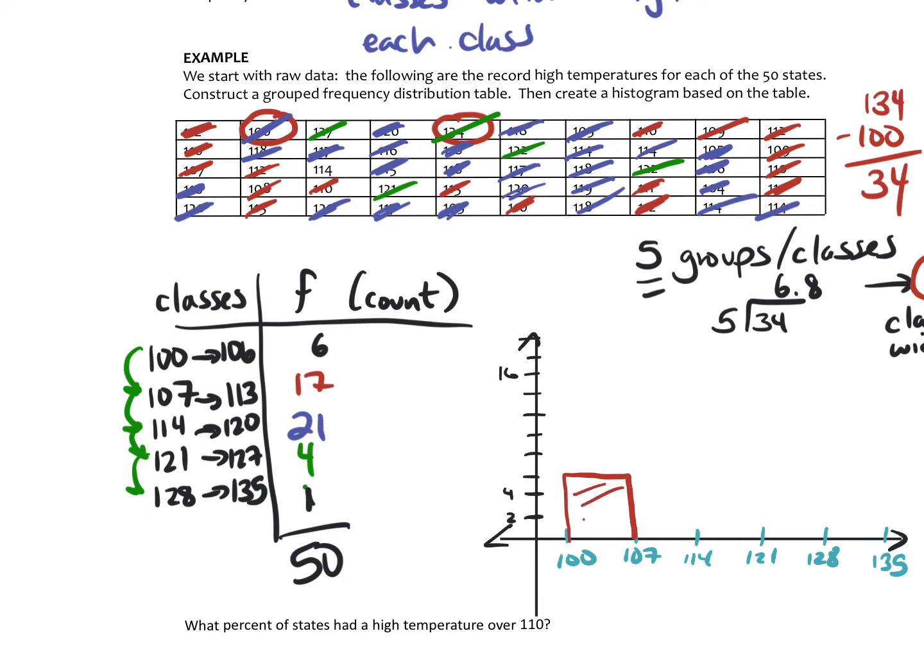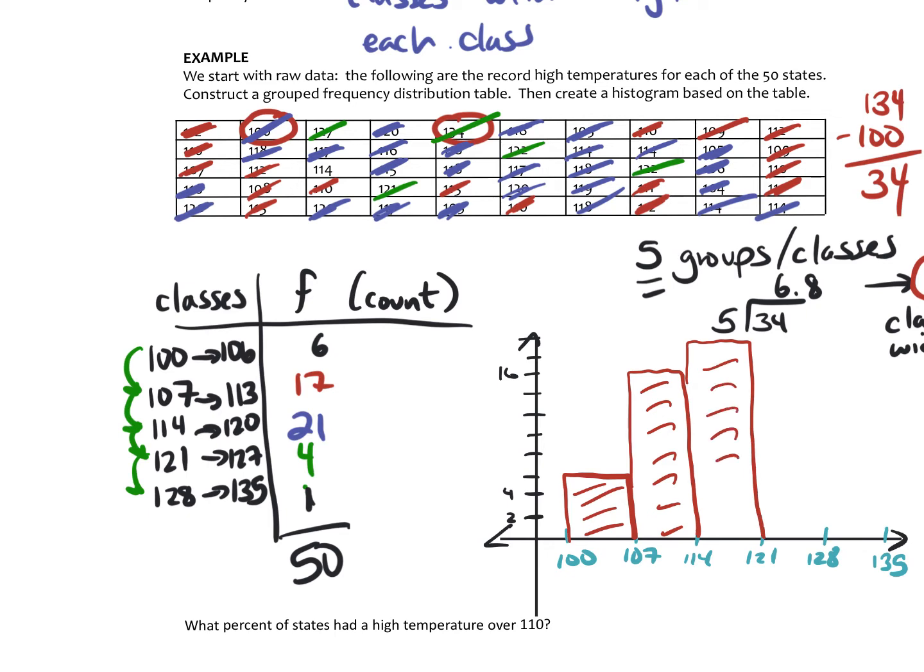Between 107 and 113, it's 17, so it'll go something like this. Between 114 and 120, that is the 21, so that's our tallest bar. You can see it's like a bar chart, but we make the bars connect because it's continuous data. There's 4, and there is 1, a little guy there. So this is a histogram.